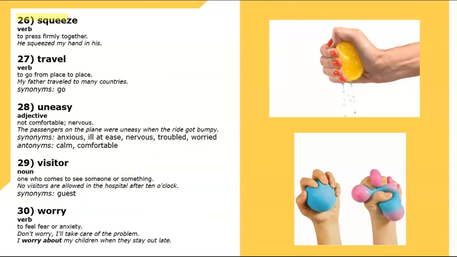Our next word is squeeze. Squeeze is a verb, and it means to press firmly together. In this picture, she is pressing this lemon. She's squeezing it, and when you squeeze it, juice comes out. There's also this toy. When you squeeze the toy, then it becomes a different color.